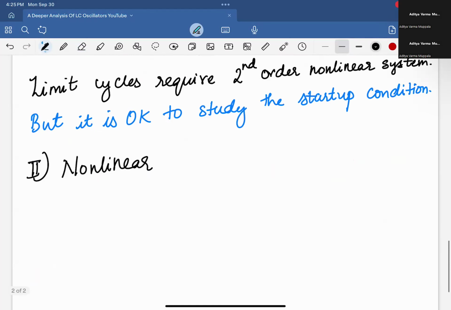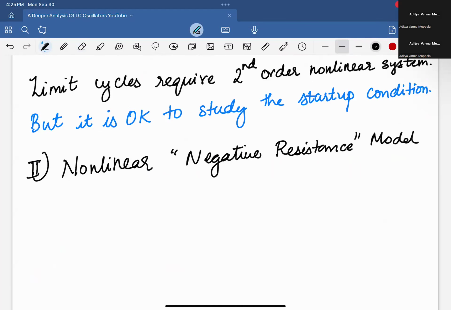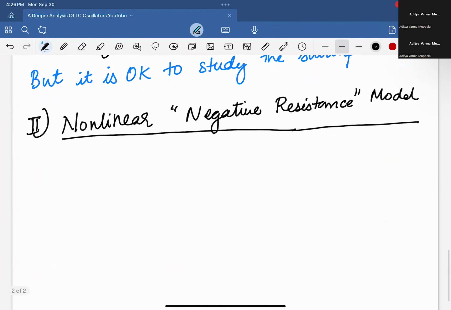Okay, so nonlinear negative resistance model. And the reason I put the negative resistance in quotes is that the meaning of negative resistance kind of goes away when you look at a nonlinear case. Anyway, we'll see what that means.